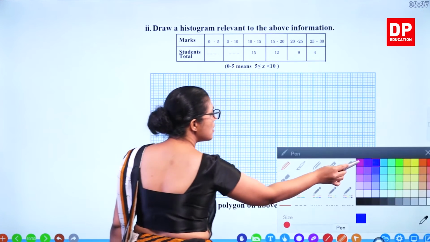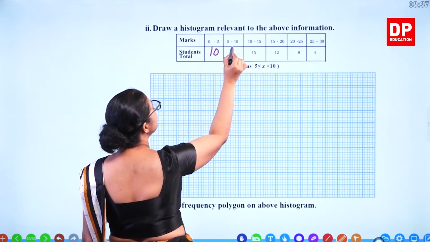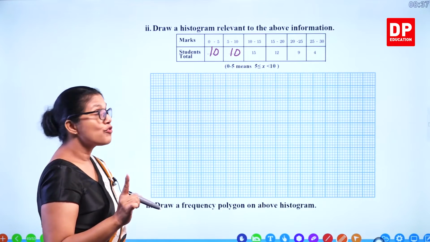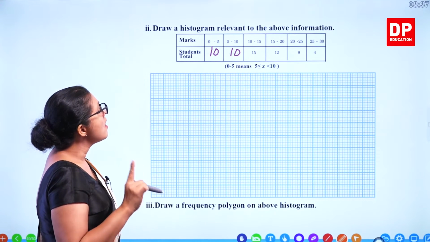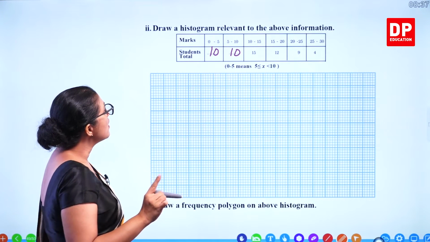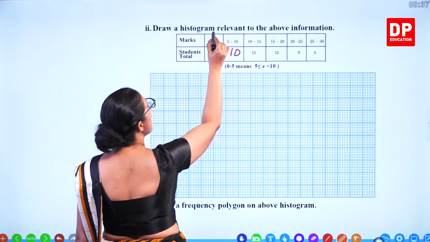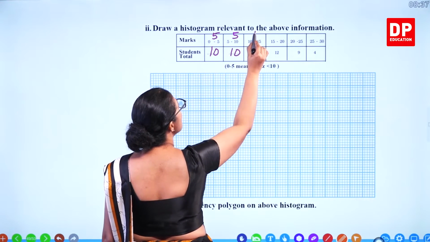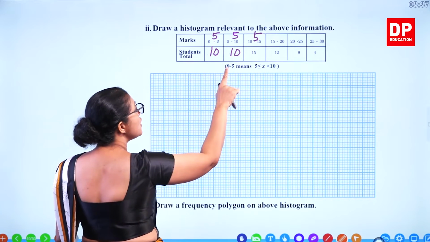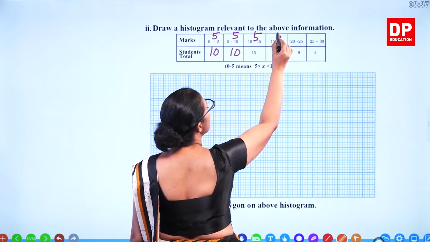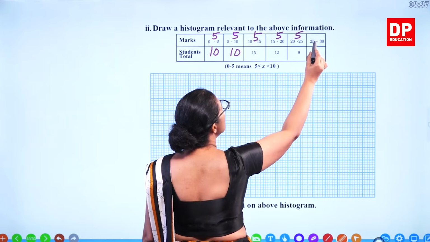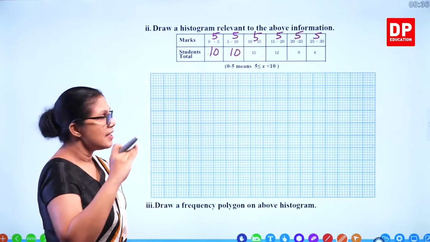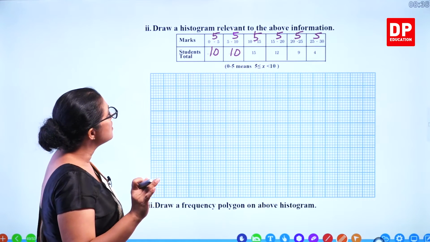So we found out this is 10 and 10. Now we need to draw it. First, before you draw the histogram, you have to find out whether class widths are equal. 0 to 5, that's 5. 5 to 10, that's 5. 10 to 15, 5. 15 to 20, that's 5. 20 to 25, 5. So that's equal. So you can take the frequency straight away. You don't have to divide.